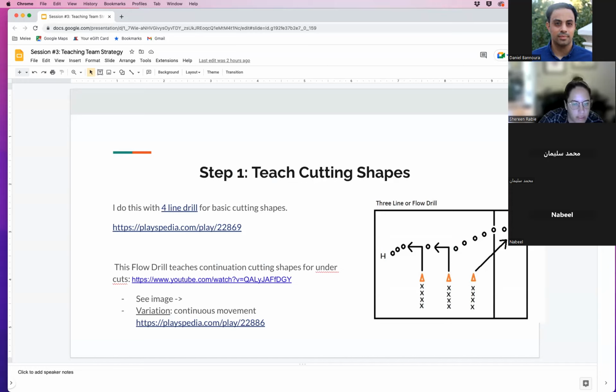Sometimes these shapes will differ based on what kind of strategy you plan to use. For the most part, in ultimate, we use triangle shapes. So for big strategy, I think it's good to teach triangles. Last time we talked about the 4 line drills. I think this is great to use when you're teaching these basic cutting shapes. So you can do dump cuts, medium cuts, long cuts, whatever you want in this 4 line drill.